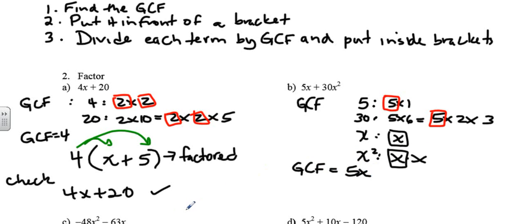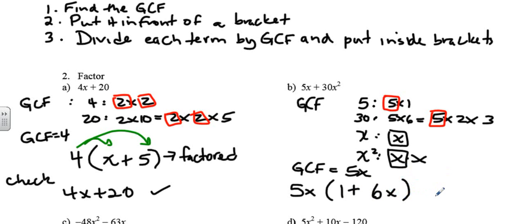It's 5x. When you pull out that 5x, you have to multiply 5x by something in order to get 5x. What do you think 5x multiplied by will give you 5x? 0? No, because 5x times 0 would be 0. It's in fact 1. And then what does 5x have to be multiplied by to get 30x squared? 5 times 6 gives you 30, and x times x gives you x squared. So it's going to be plus 6x.